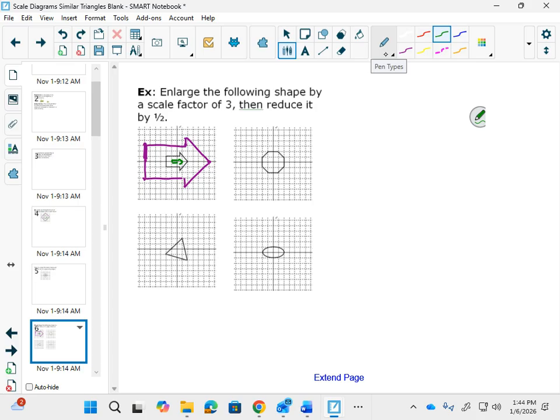So let's take each of these points. If I take this point here, over 2, up 1, do that 3 times. Over 1, up 2, three times. Back 1, up 2, three times. Over 2, up 1, three times. Down 1, over 2, three times. Down 2, over 1, three times. Down 1, over 2, three times. And now finally we can connect the dots.